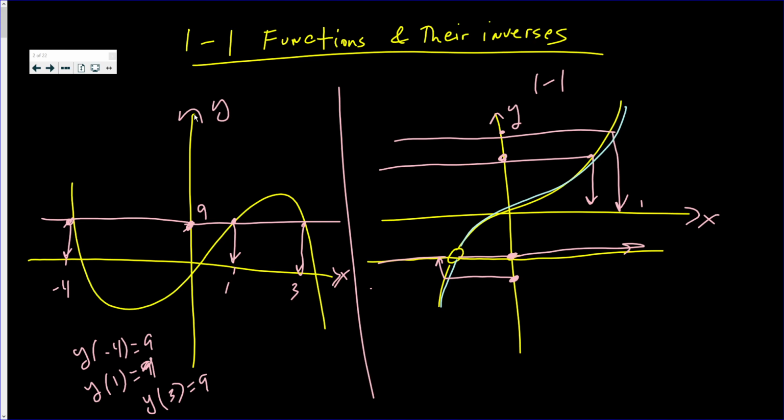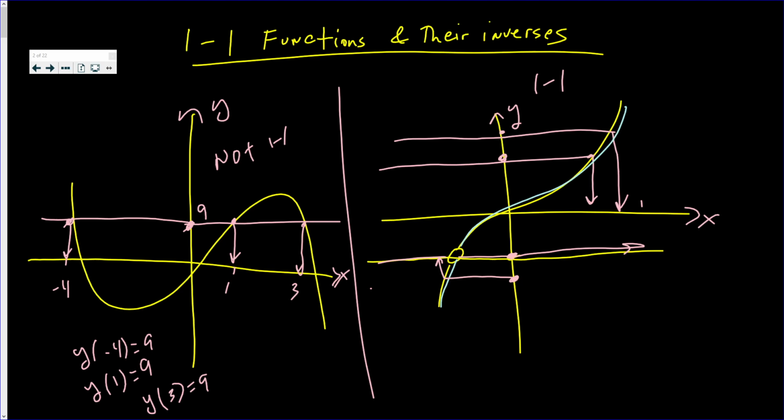One-to-one means you never get back more than one x value for a given y. We got back 3 x values. This is not one-to-one.